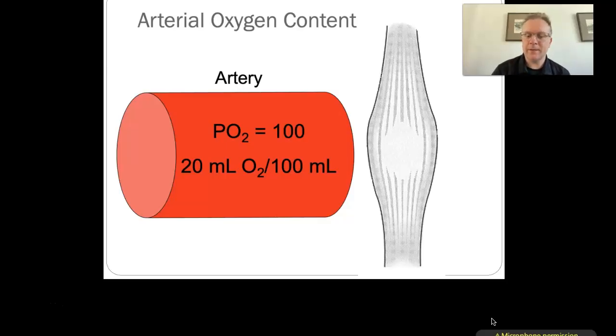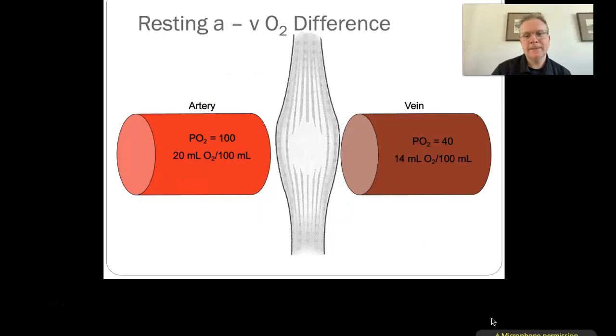per 100 milliliters of blood. The veins, and once again, this is at rest, 14 milliliters of O2 per 100 milliliters of blood. So we know at that point we have 6 milliliters of O2 per 100 milliliters of blood as an example, right? And then during exercise, we're going to see a much bigger response and much more consumption of that oxygen in the working tissue.